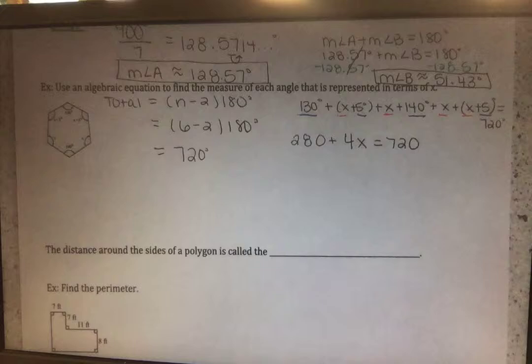So now that we know x is 110, we can go and plug 110 back in for x. So 130 is already there. We have 110 plus 5 degrees will give us 115 degrees. This one is just x, so just 110 degrees. That one's 140, just x again, so another 110 degrees. And then again we have 110 plus 5, which will give us 115 degrees. So just plugging our x equals 110 back in.